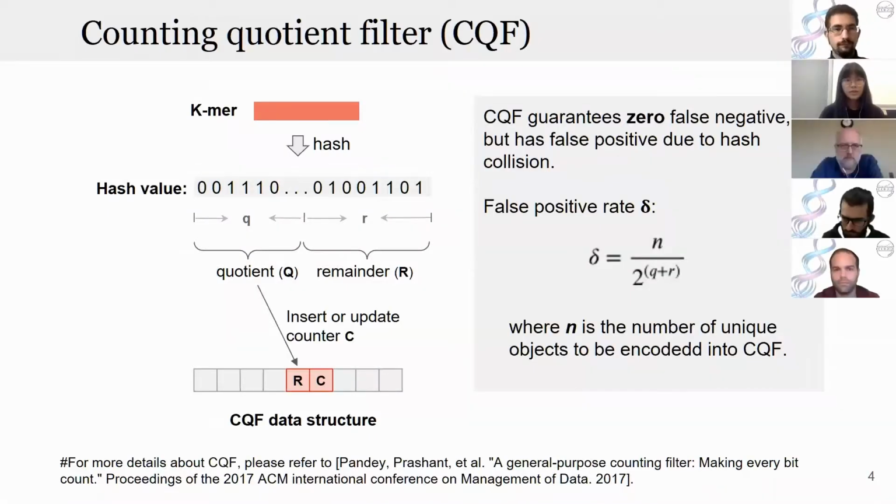And then a hash value is separated into two parts with Q bits and R bits respectively, called quotient and remainder. The quotient is used to locate the slot in CQF, and then the remainder will be inserted or the corresponding counter C will be updated, depending on whether this remainder has already been inserted or not. CQF guarantees zero false negatives but has false positives due to hash collision. The false positive rate of CQF can be computed by this formula.